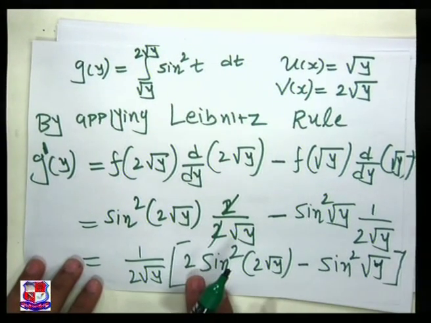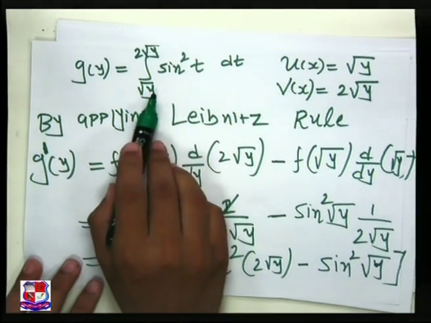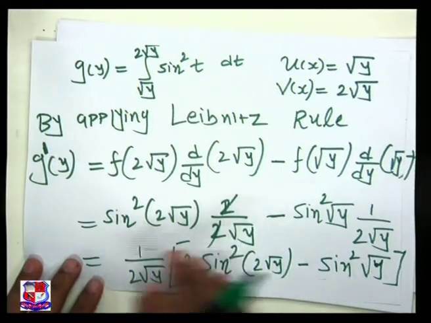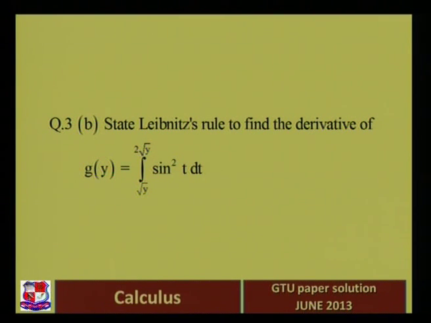So this is the derivative of the function where g of y is equal to the integration from root y to 2 root y of sin square t dt. So here we complete the solution of this example. Let's see the next example.